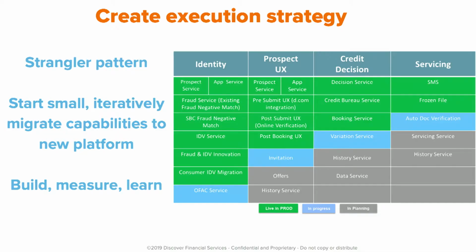So we're leveraging the strangler pattern, where we gradually move the capabilities from the legacy to the new modern platform. During each iteration, we validate some of the key architecture assumptions, we learn from that iteration, and then we apply the learning to the next iteration.